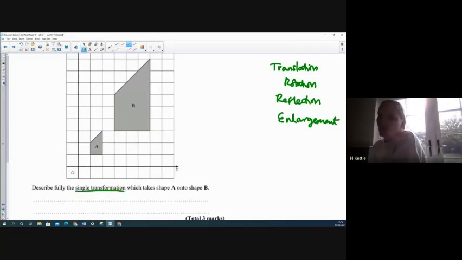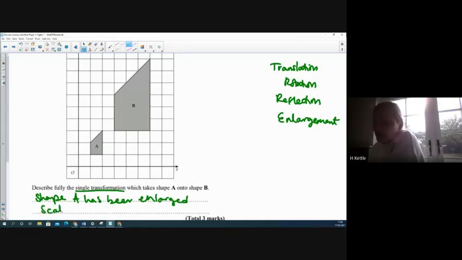It is going to only be one of those, not it's been rotated and then moved, or it's been enlarged and then translated. Nothing like that, okay? It's only going to be one of them. And hopefully we can see that in this case, it's been enlarged. So for the first mark, we're going to say shape A has been enlarged. Now that would get me 1 mark because I've picked the transformation.